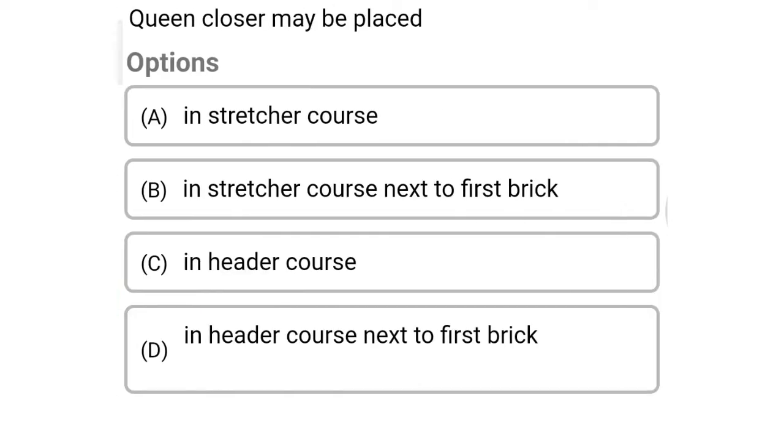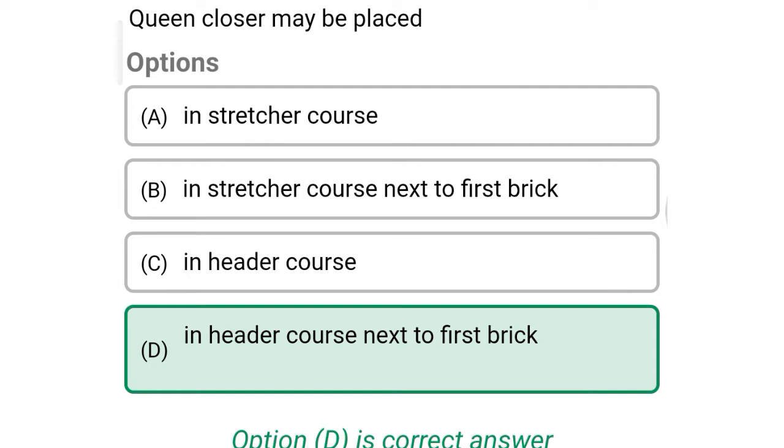Next question, queen closer may be placed option A in stretcher course, option B in stretcher course next to first brick, option C in header course, option D in header course next to first brick. So the correct answer is option D in header course next to first brick.